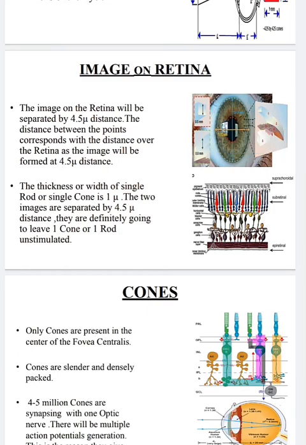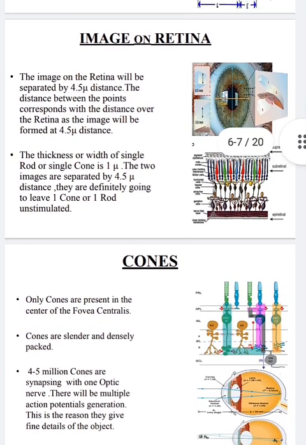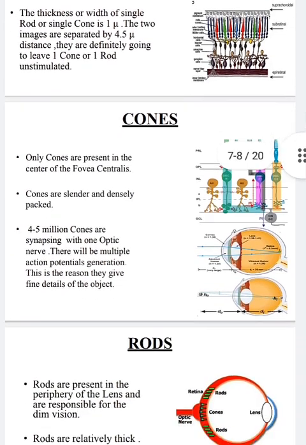Cones are present in the center of the fovea centralis. Cones are cylindrical and densely packed. 4 to 5 million cones are synapsing with one optic nerve. There will be multiple action potential generation. This is the reason they give the fine details of the object.